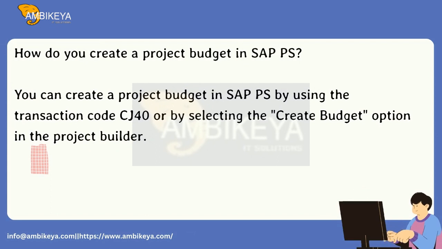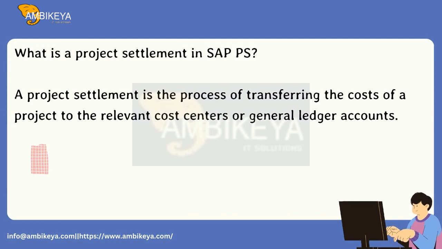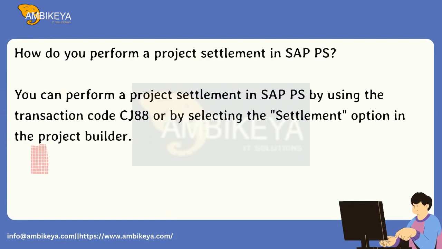How do you create a project budget in SAP PS? You can create a project budget in SAP PS by using the transaction code CJ40 or by selecting the Create Budget option in the Project Builder. What is a project settlement in SAP PS? A project settlement is the process of transferring the costs of a project to the relevant cost centers or general ledger accounts.